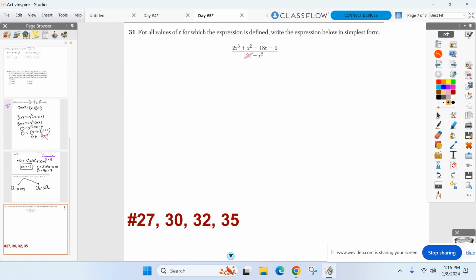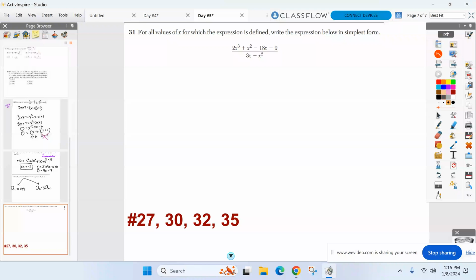Sorry. 3x. Oh, I'm left with a 6. That's beautiful. The x squareds cancel. I'm going, no. This is factor first, cross out second. Factor first, cross out second. So you need to factor everything you can and then cross out at the end when you're asked to simplify.